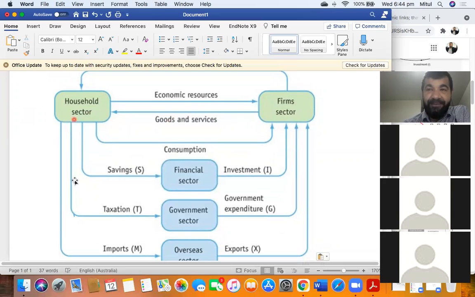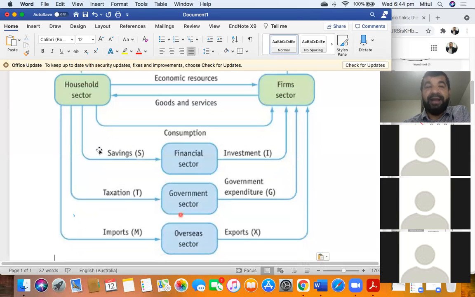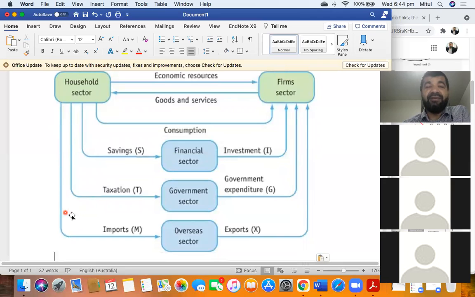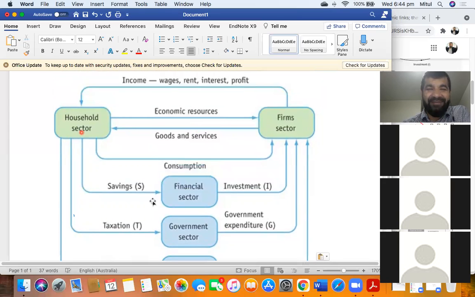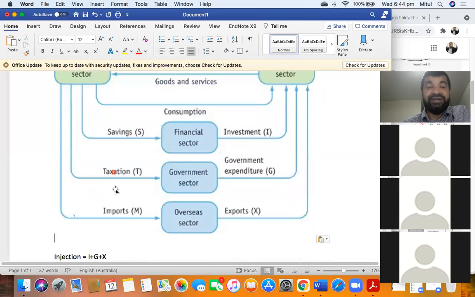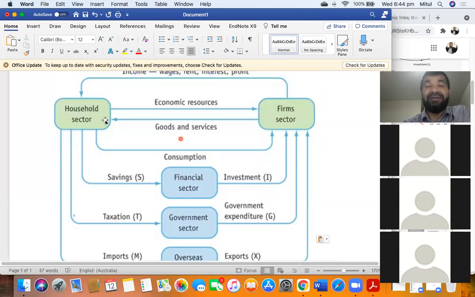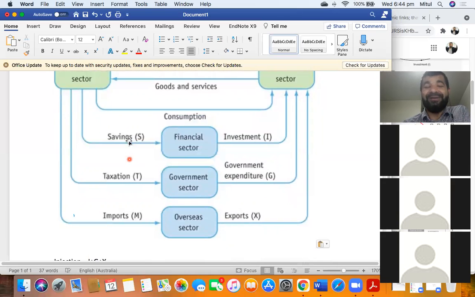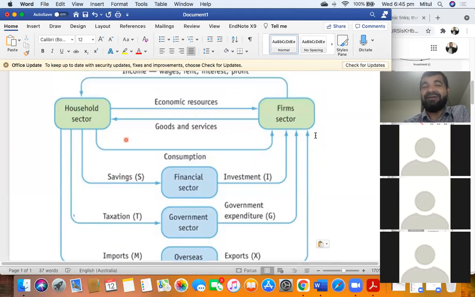They pay some taxes to the government, and they also spend some money on holidays. They go overseas. That's a tourism expenditure they make. That's the way it goes, right? So at the same time, look at what the household is doing. Through these savings, taxation and imports, the household is taking the money out of the circle. This is called withdrawal or leakage. They're withdrawing the money. So the money is not all going back to the farm.